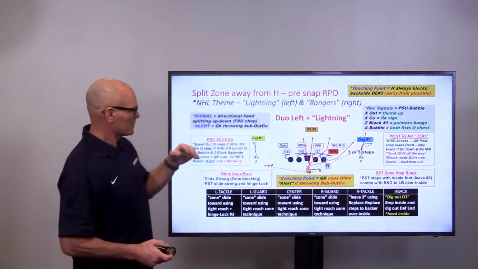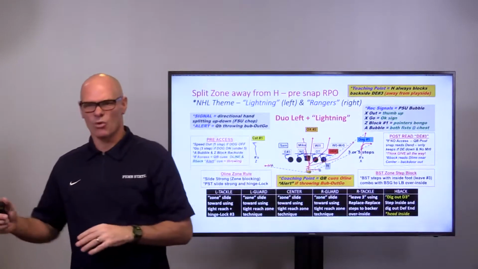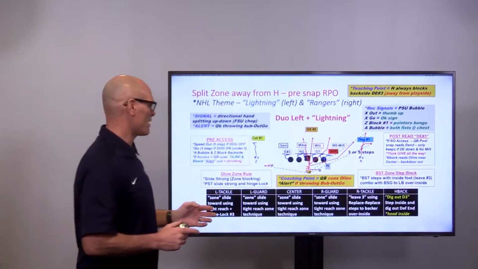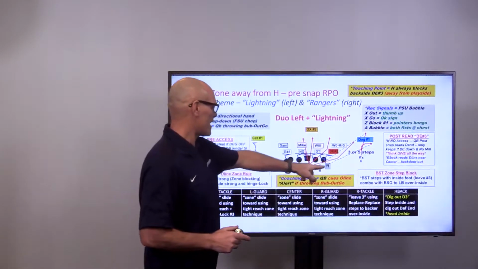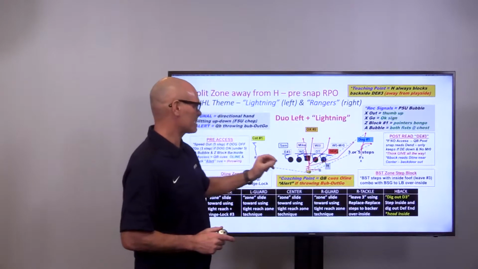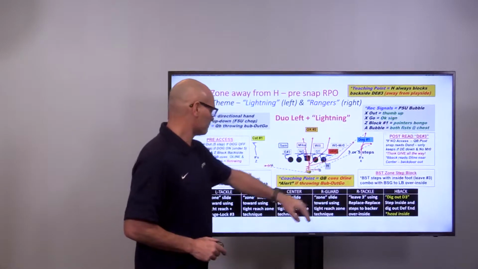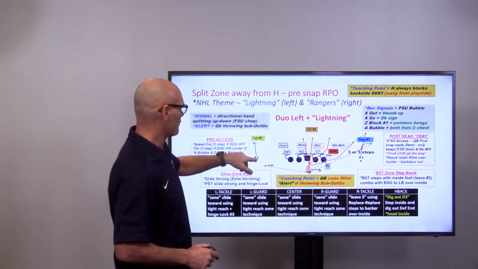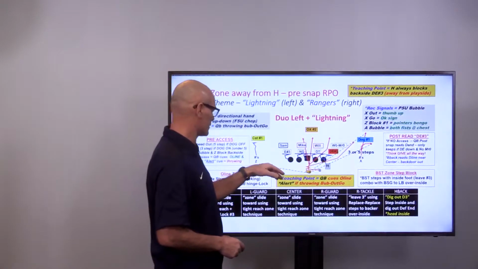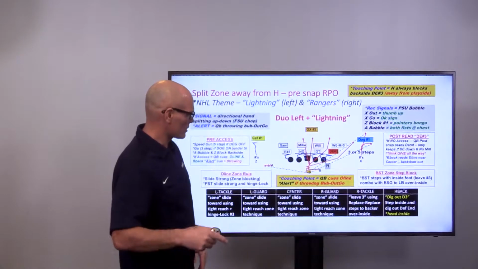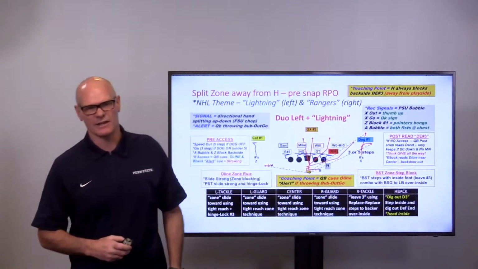We can also run split zone. It doesn't have to be called towards the H-back. You can run it away from him if your numbers are such. And that's why the H has to understand the concept of the play. He doesn't just split across the formation. If we called this in a dual left formation and called it towards the slot, the H is just going to go J-path and dig out that defensive end.